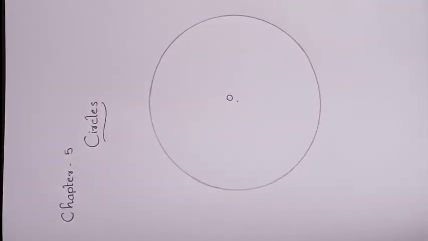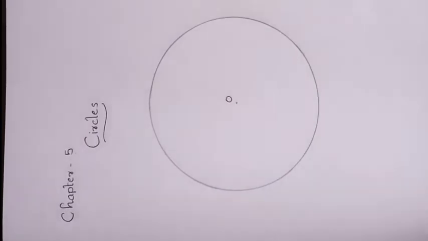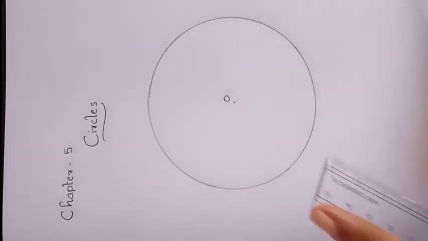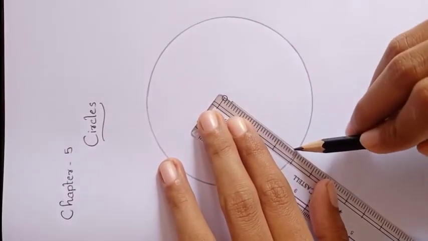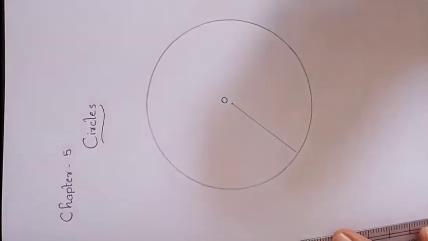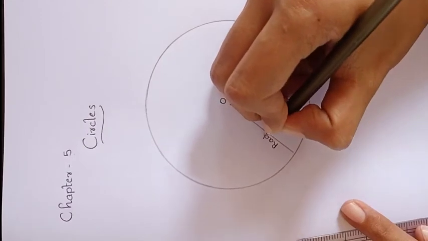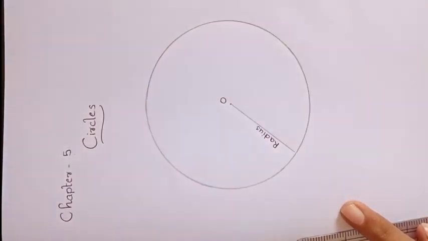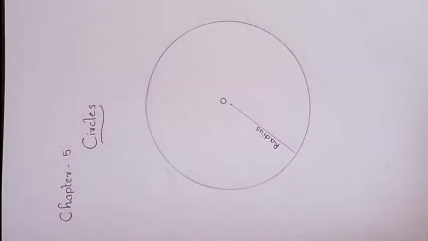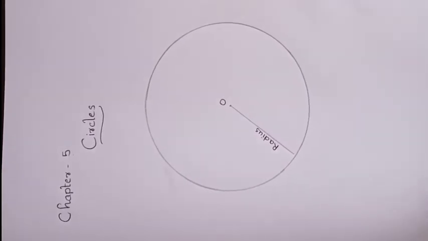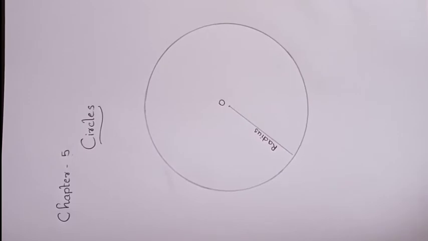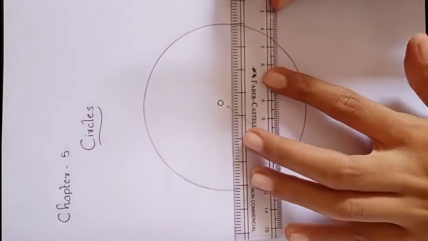A line segment connecting the center of a circle to any point on the circle itself is called a radius. A line segment having both endpoints on the circle, and which is the longest line that can be drawn by connecting two points on a circle, is the diameter.